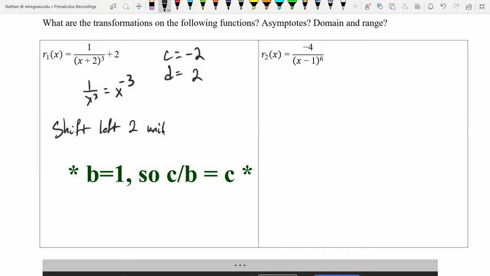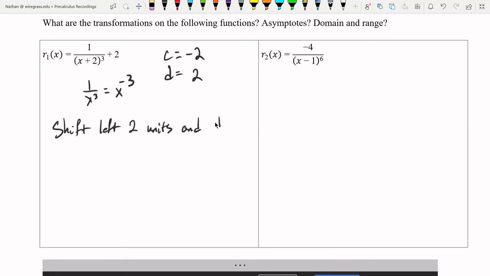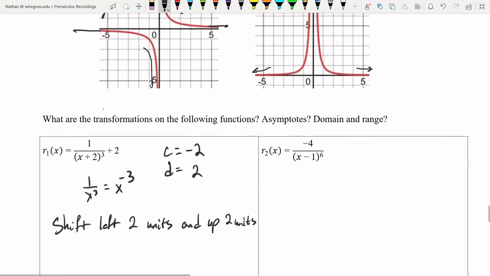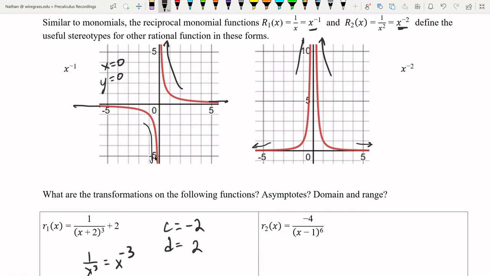And up by 2 units. So that's the transformations. Since this function has the same kind of shape as this one, the only issue in the domain was the asymptote here at 0. Well, that's been shifted to the left by 2 units, so it's not going to be at 0. It's going to be at -2. So x cannot equal -2.